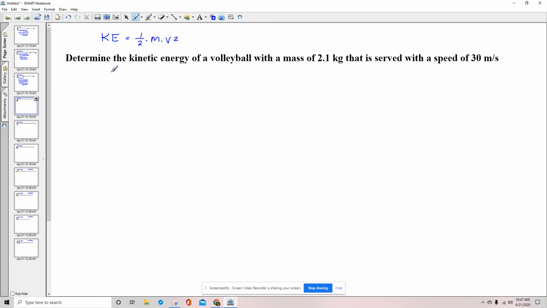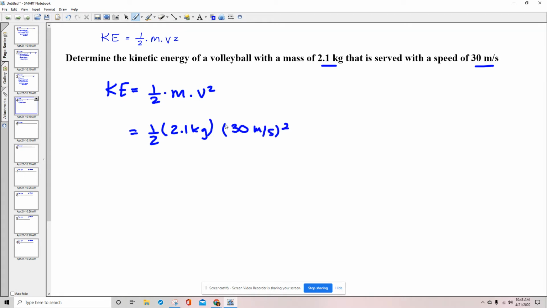So the first problem says determine the kinetic energy of a volleyball with a mass of 2.1 kilograms and a speed of 30 meters per second. So we're going to say kinetic energy equals 1/2 times mass times velocity squared. So that's going to be 1/2 times the mass, which is 2.1 kilograms, times velocity squared, which is 30 meters per second squared. Now, order of operations says we must do this one first.